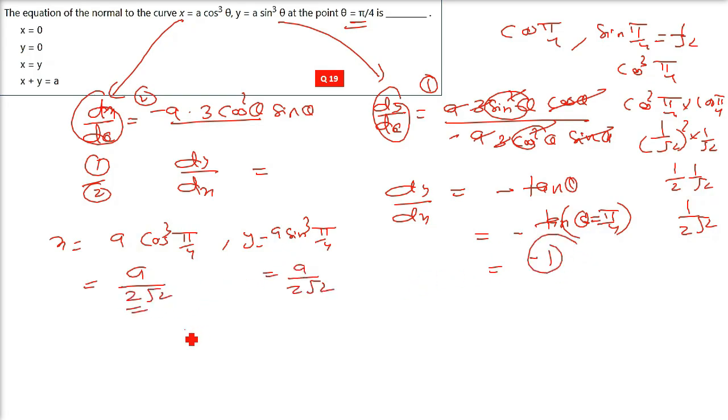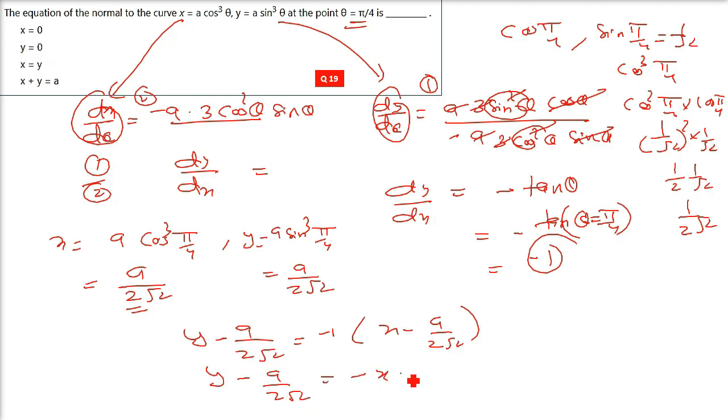So this is -1. Now y minus y1 equals m into x minus x1. m is minus 1. x minus a by 2 root 2. But the problem here is I have committed a mistake. Can you find out what the mistake is? This is the equation of the tangent. Okay, but see the question again. The equation of the normal to the curve is what?